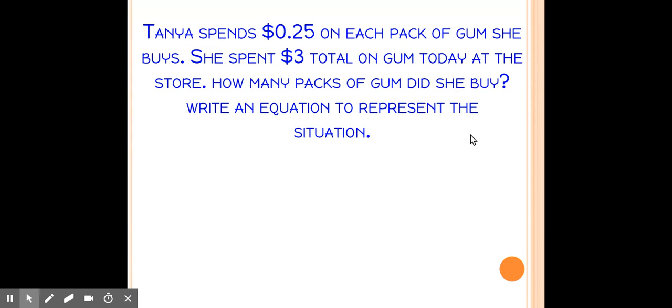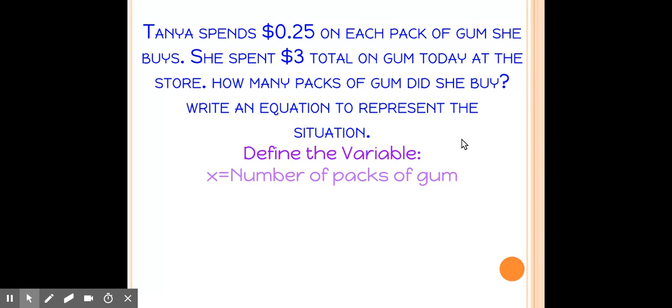Last one. Tanya spends 25 cents on each pack of gum she buys. She spent $3 total on gum today at the store. How many packs of gum did she buy? Write an equation to represent the situation. Define the variable. The variable is the number of packs of gum. What would the equation look like?